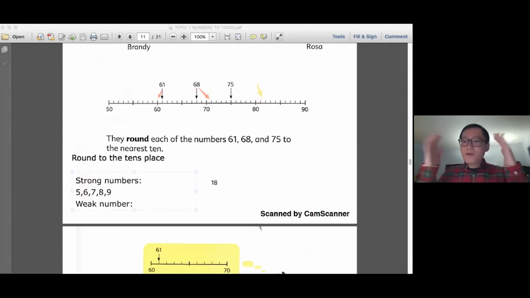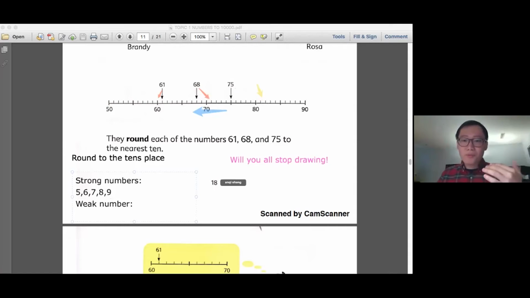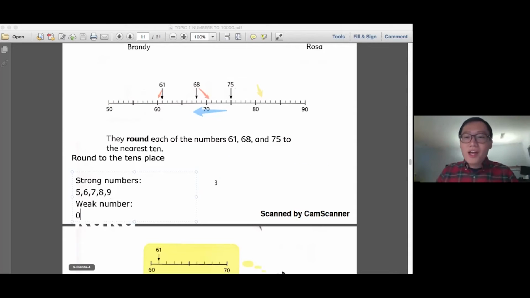These numbers are so weak, they don't have strength, they don't have power. So the tens place is going to remain the same. These numbers are 4 and below. Drawing helps you understand better. 0, 1, 2, 3, 4. These are weak numbers. They are so weak, the tens place is going to stay the same.